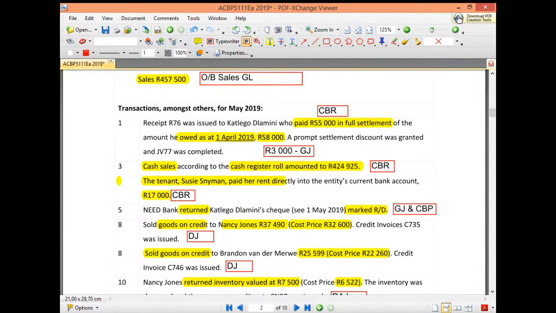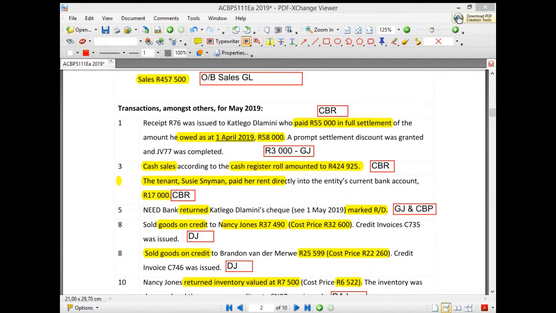Then on the 8th, we said we sold goods on credit. Now, when I sell something on credit, it goes to my debtors journal. Okay, now they've given you the sales price as well as the cost of sales value, or the cost price. So if I go up to my debtors journal, I will go capture that account information. So I go capture the document number. On the 8th, Nancy Jones.